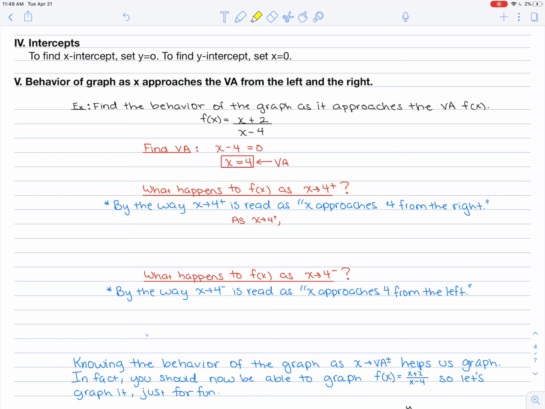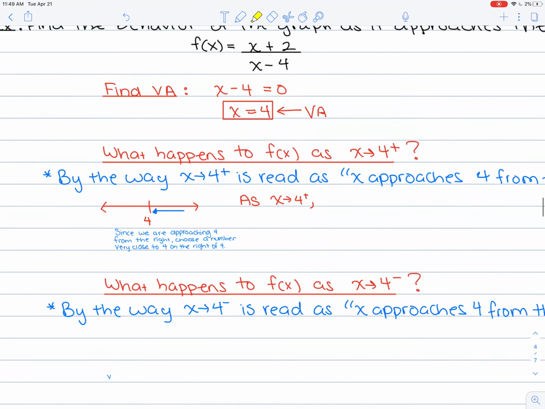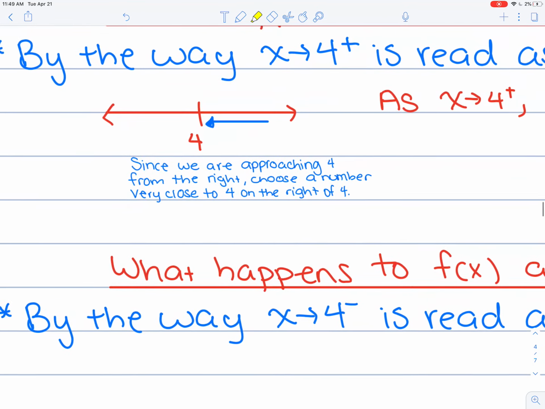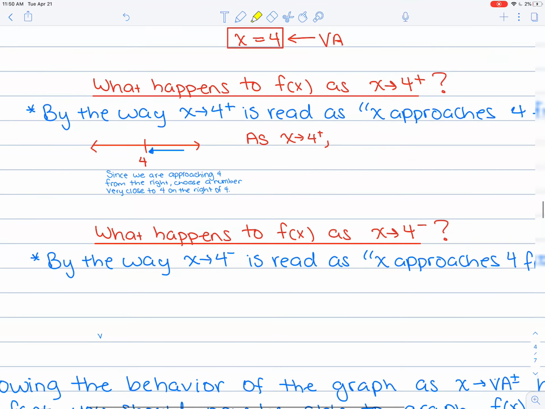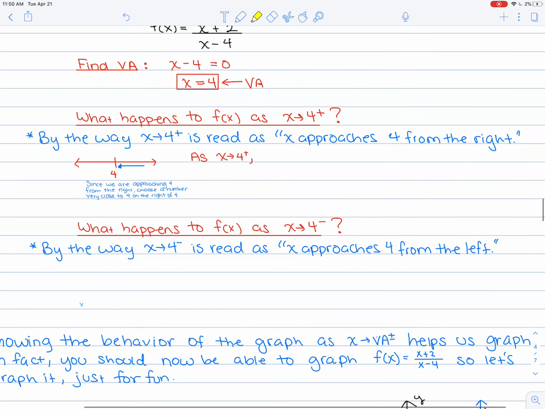To picture that, I'm going to zoom in and draw a number line. You see how I pointed my arrow this way? So I'm going towards 4 from the right. That means I'm plugging in a number infinitesimally close to 4 that's coming from the right. So the next number would be 4.000000001. So let's go ahead and do that. We are plugging in numbers infinitely close to 4.